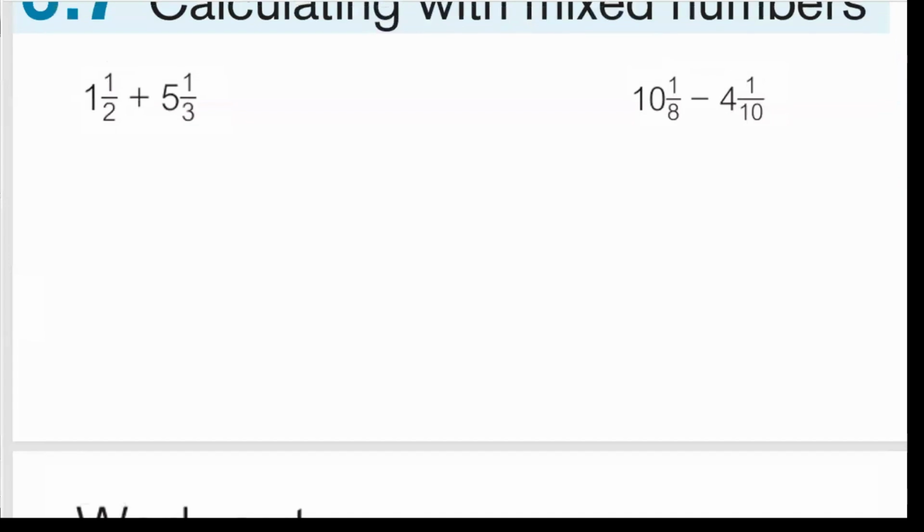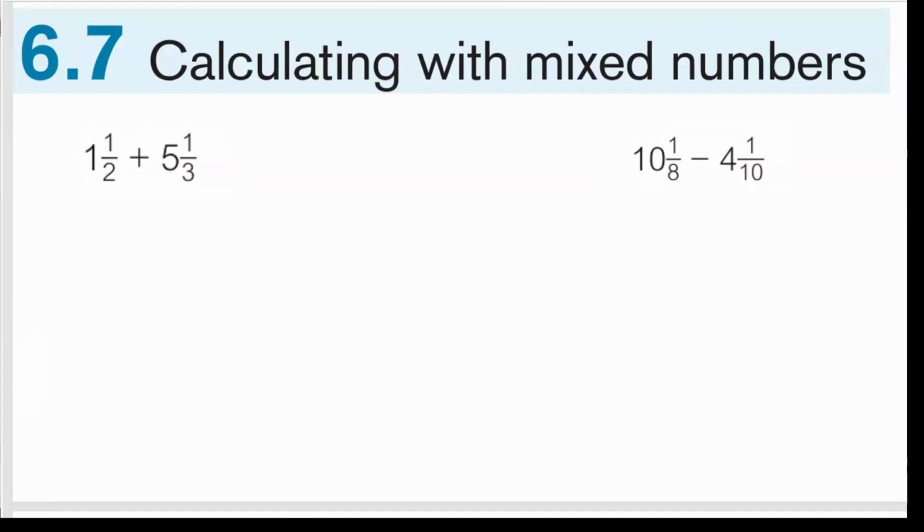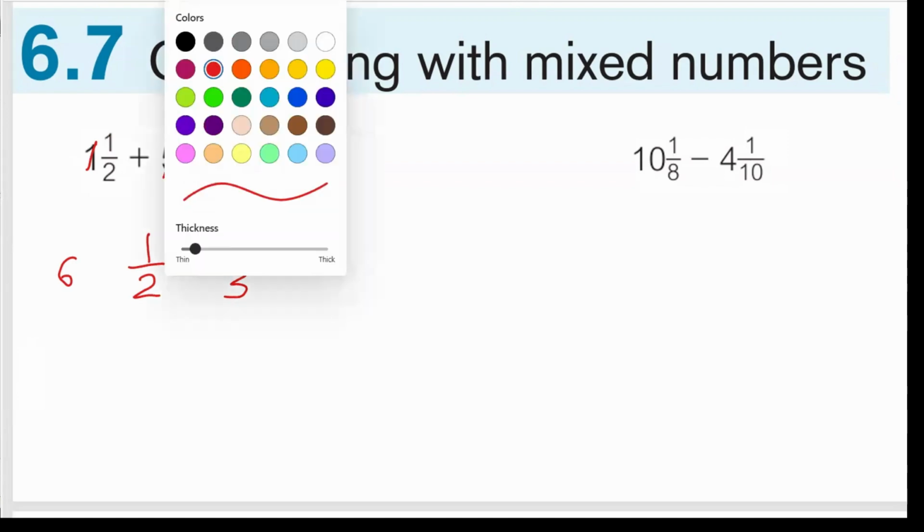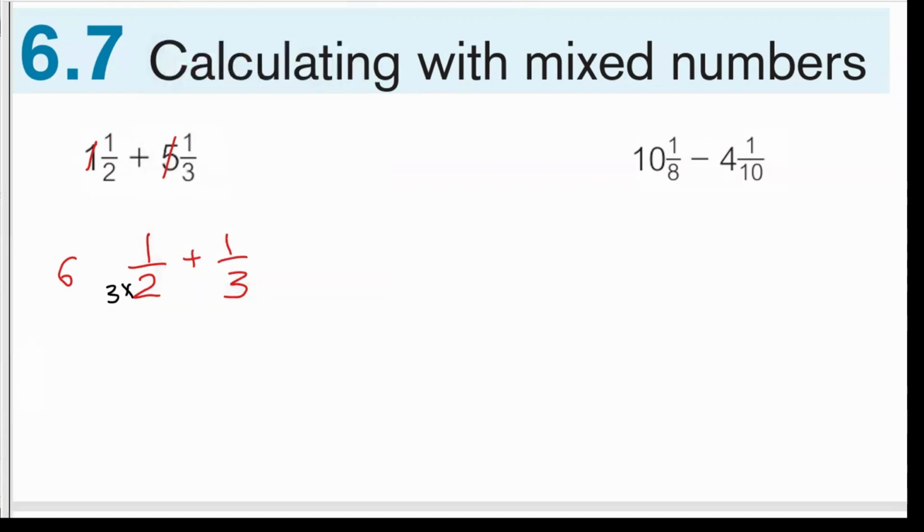Now, calculating with mixed numbers is not very different than fractions. The only difference is you have an extra whole number to account for. So, 1 plus 5 will be 6. And then you have 1 over 2 plus 1 over 3. So, find your common denominator, 3 times 2.